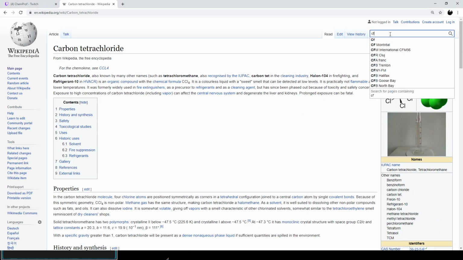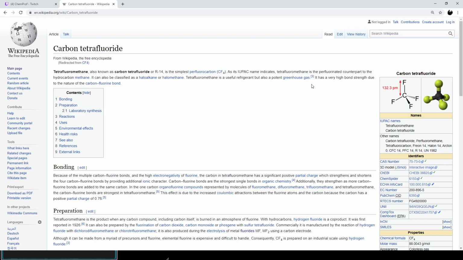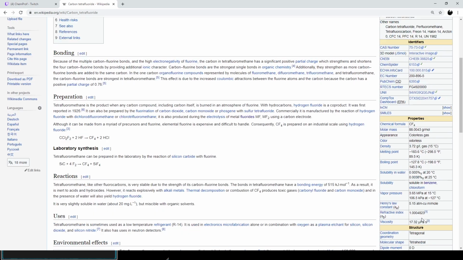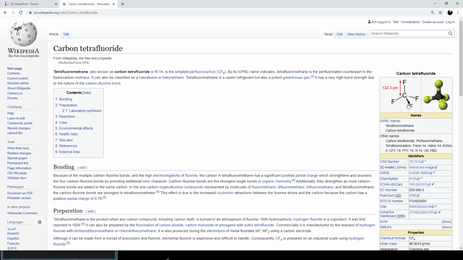Here we can look at carbon tetrafluoride instead, which is the one we had originally looked at. Again, its dipole moment should be 0. Because it's completely symmetrical, everything is going to cancel out.